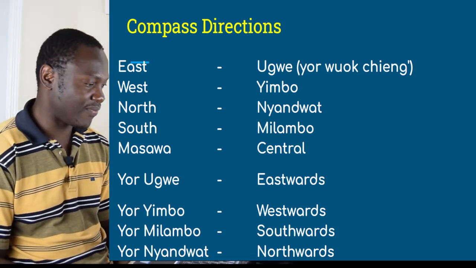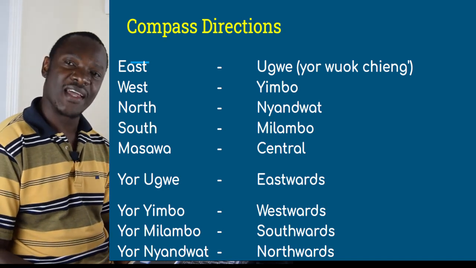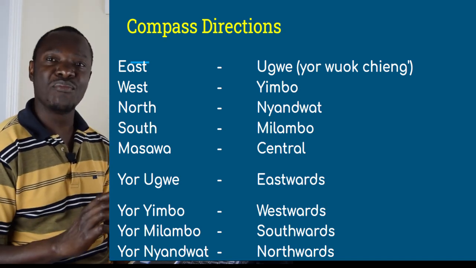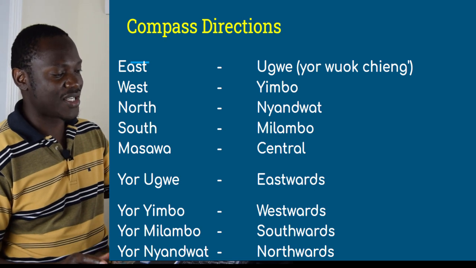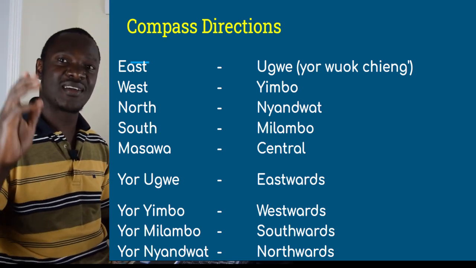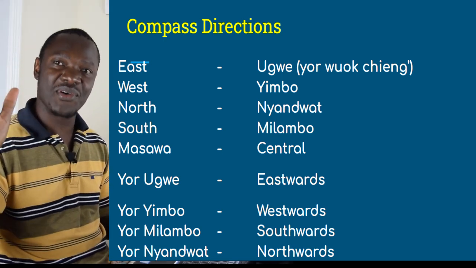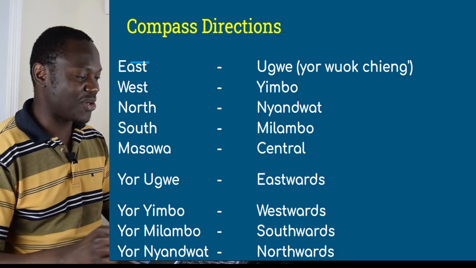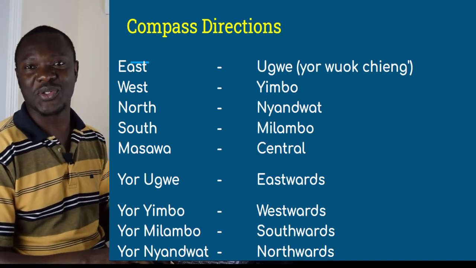Masawa, central. Yor ugwe, eastwards. Yor imbo, westwards. Yor milambo, southwards. And then yor nyanduat, northwards.